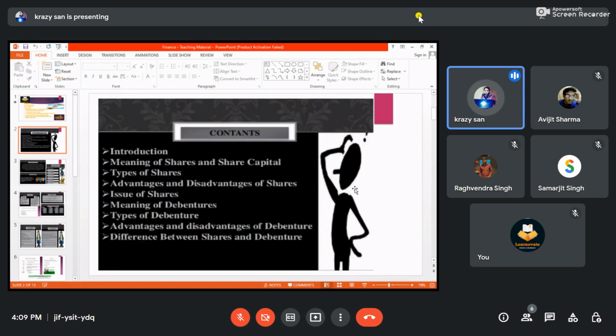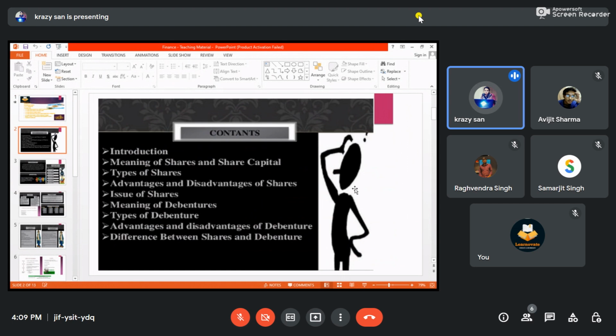So it's completely about the financial market dilemmas. In the session, we'll be seeing what the financial market is. And in that, we'll be seeing shares and share capital, different types of shares, advantages and disadvantages of shares, how shares are issued, the meaning of debenture, different types of debentures, advantages, and the basic difference between shares and debentures.